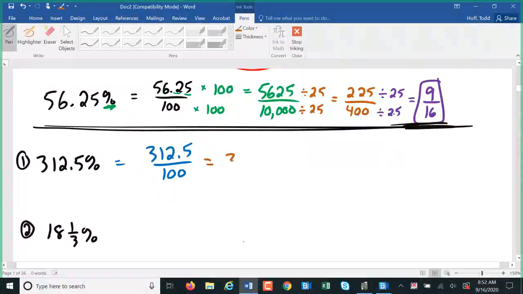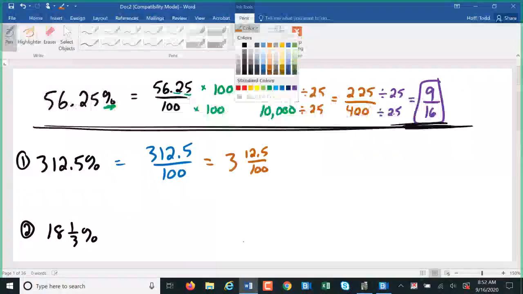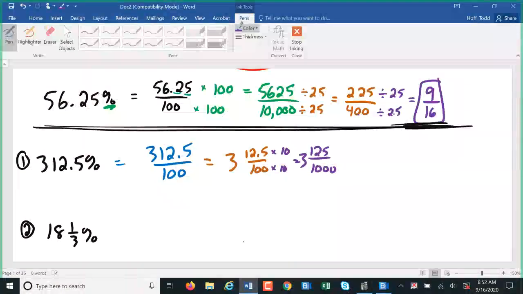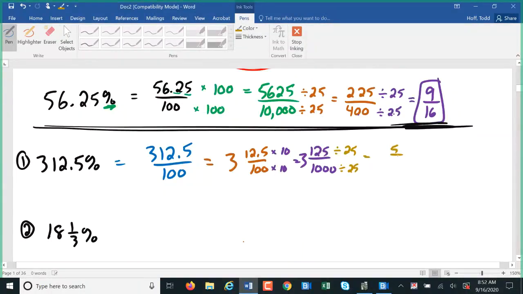100 goes into 312 3 times with 12.5 left over. Now we can go ahead and try to get rid of the decimal within this. There's only one decimal place, so I'm just going to multiply by 10. 12.5 times 10 is 125. 100 times 10 is 1,000. Can't forget we got the 3 on the front there yet. Well, both 125 and 1,000 can divide by 25. 125 divided by 25 is 5. 1,000 divided by 25 is 40.